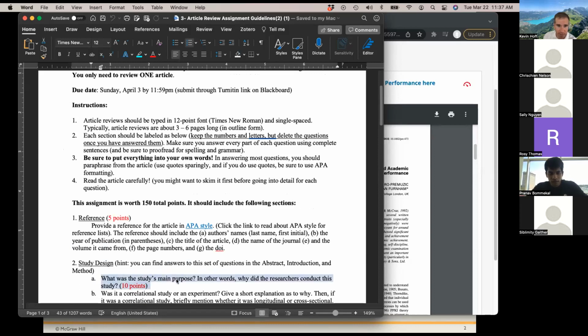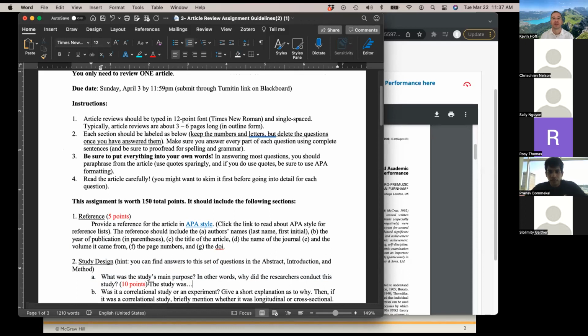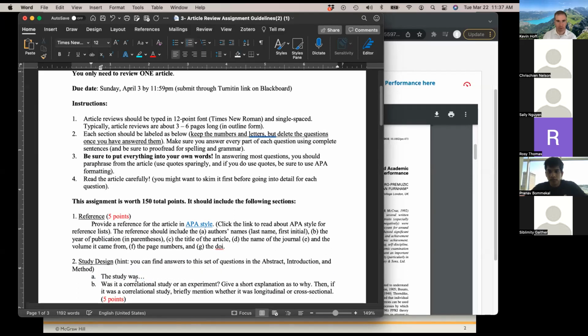But after you've typed out the answer, for the part that says the study's main purpose was whatever, blah, blah, blah, you can delete this part of it and then just leave your responses, if that makes sense.